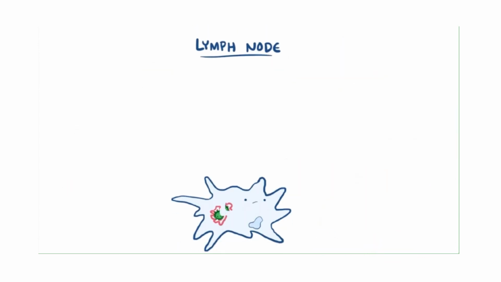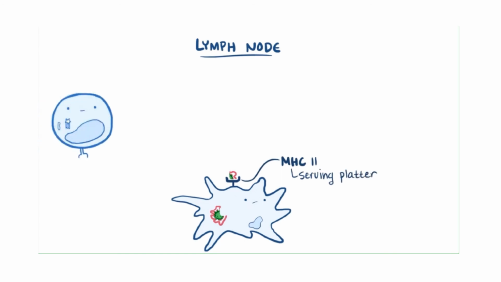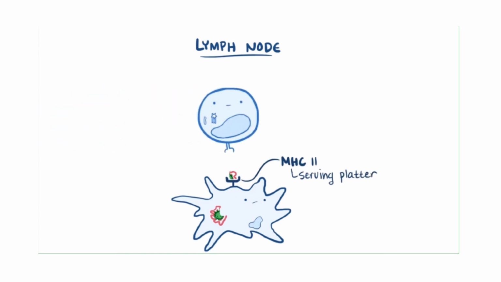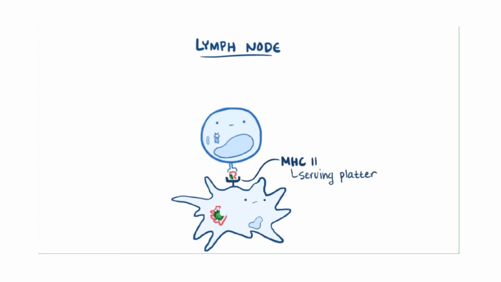The dendritic cell then takes it to the nearest lymph node, the draining lymph node, where it presents the antigen on its surface using an MHC class II molecule, which is basically a serving platter for CD4 positive T cells to come check out. If a T helper cell recognizes the antigen, it binds to the MHC class II molecule using its T cell receptor, as well as CD4, which is a co-receptor, and this is why it's called a CD4 positive T cell.